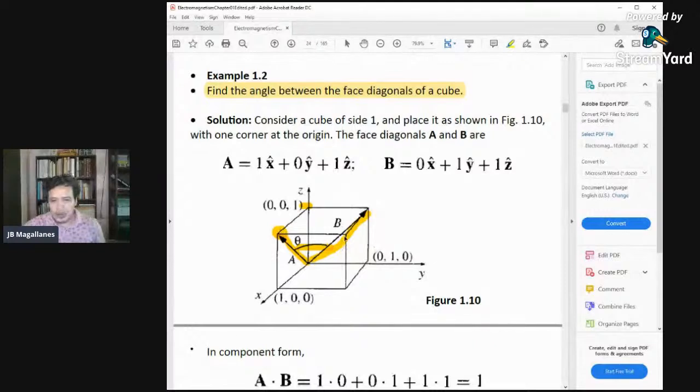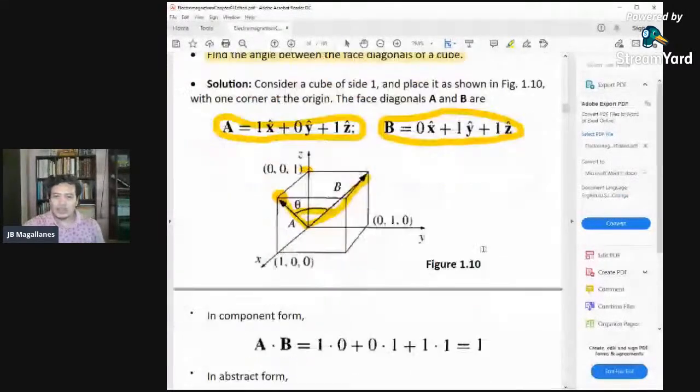For B, you have x, of course, here is 0, and y is equal to 1, and z is also equal to 1. So your B will have 0 x, 1 y, and 1 z. So these are your diagonals, the vectors in the diagonals.